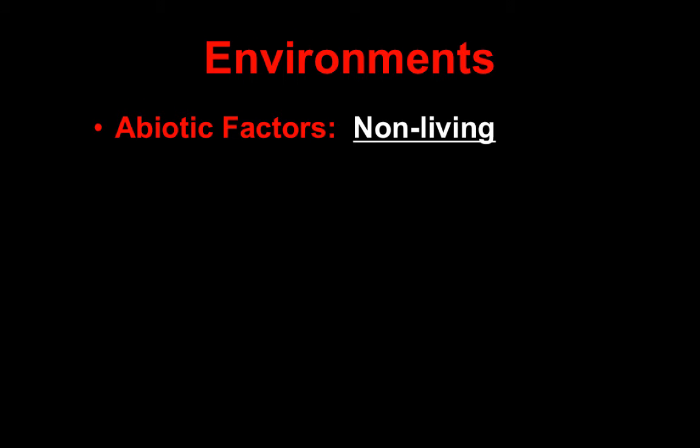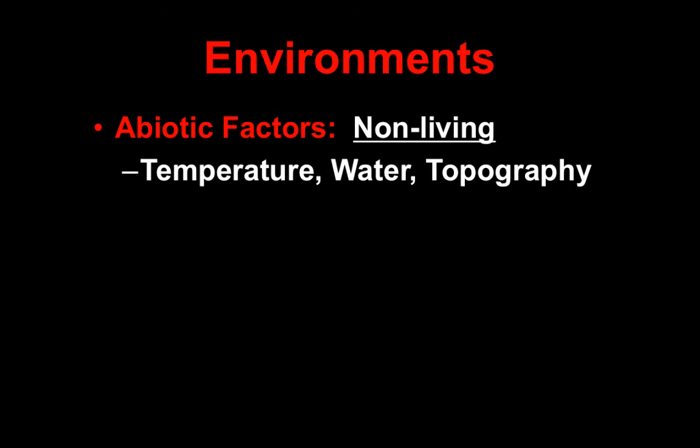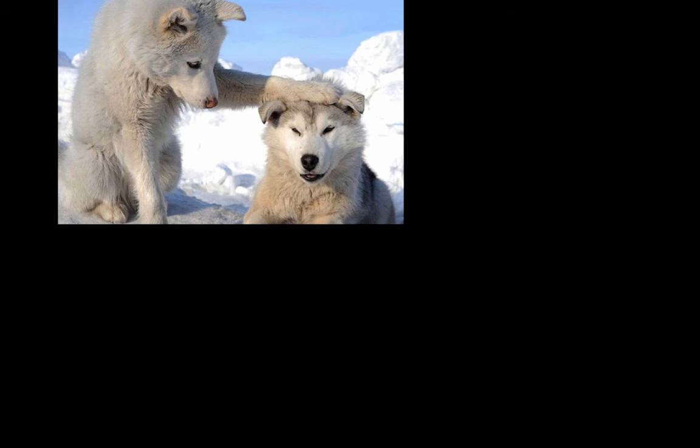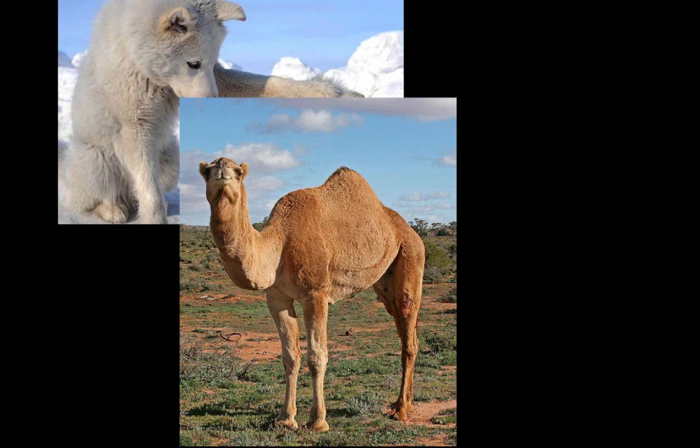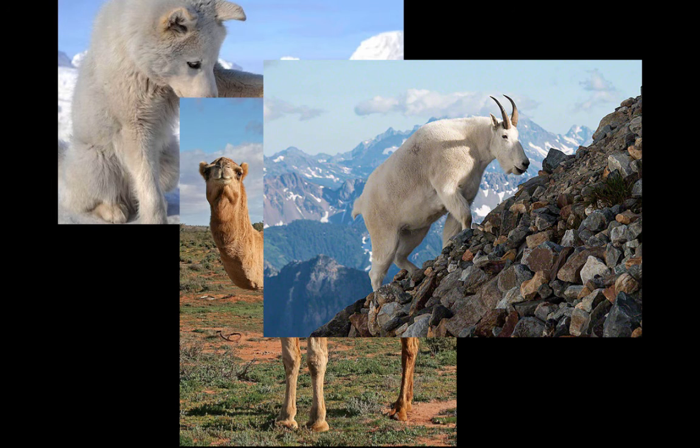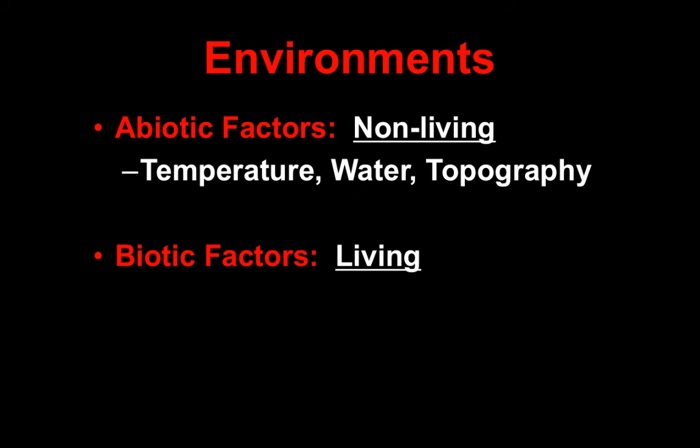Now, environments are made up of a number of different factors. We have abiotic factors, which are non-living things. Predominantly, we're looking at temperature, water, and topography. And these can all be selective pressures. So for example, you have to be adapted to the temperature, the water availability, and the topography. And organisms will all have adaptations to allow them to better operate under the conditions that they find themselves in.